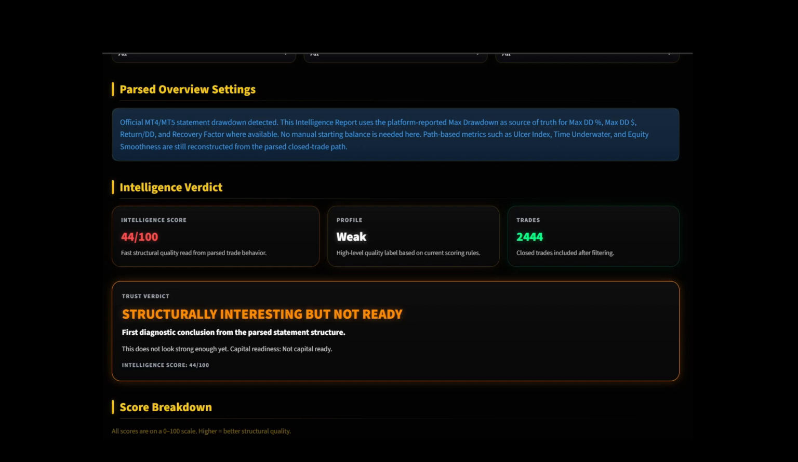The report also gives a trust verdict. Here it says structurally interesting, but not ready. That means the strategy has enough data or behavior to study, but the structure is not strong enough yet for capital trust. Below that, we get the score breakdown.